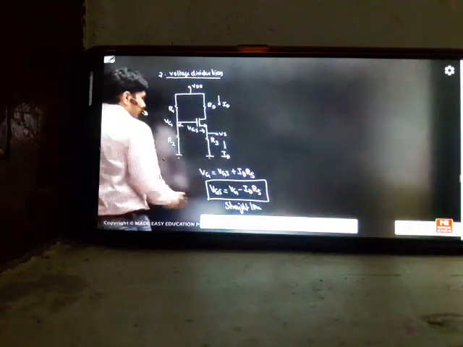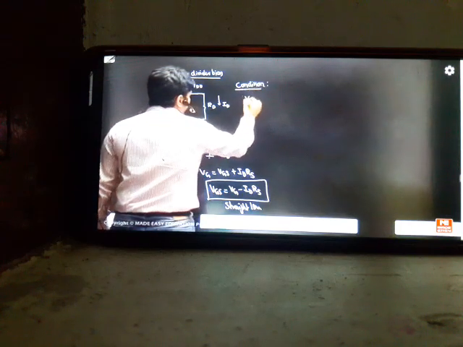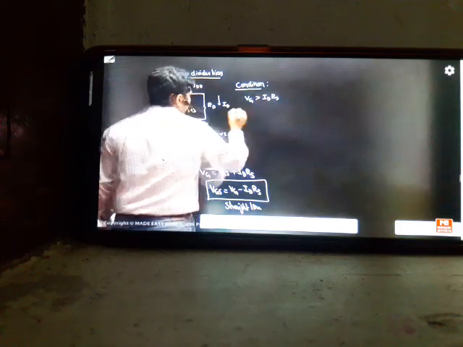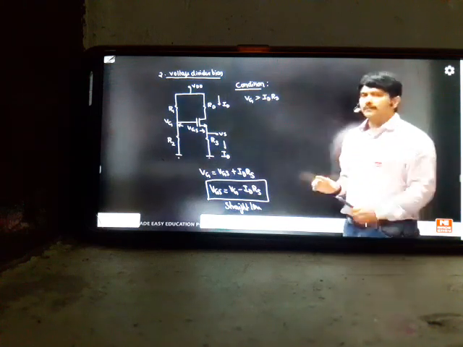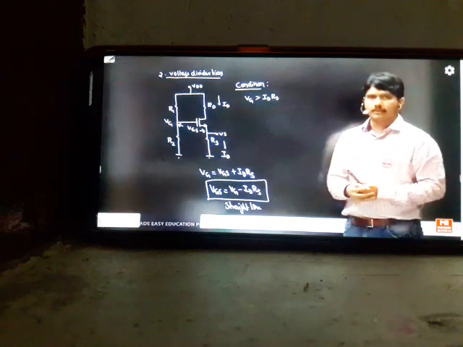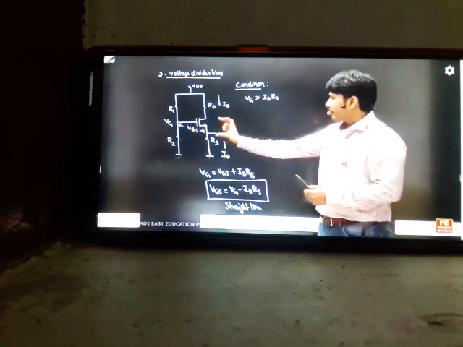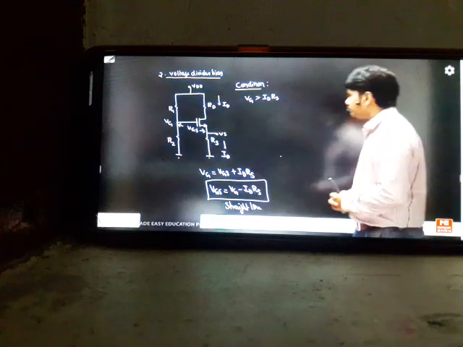Now here VGS should be positive. So the only condition that will change from the previous topic to the present one is that your VG should be greater than ID times RS. You have to maintain that. In depletion MOSFET, the condition is ID into RS should be greater than VG. But in enhancement MOSFET, it should be reversed because gate to source should be positive. That means you design according to that. You take this drop less, you take this drop more, then automatically it will convert into enhancement MOSFET because VGS becomes positive. That is the opposite technique.